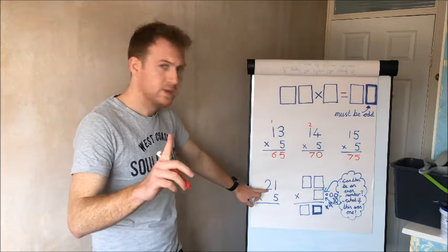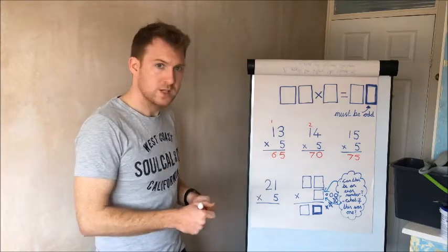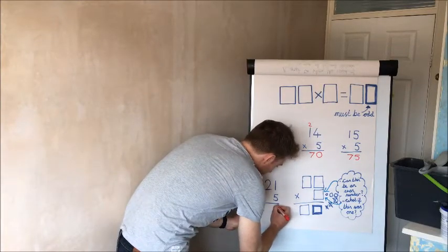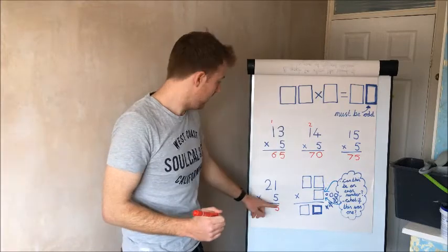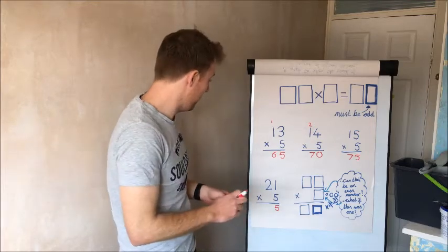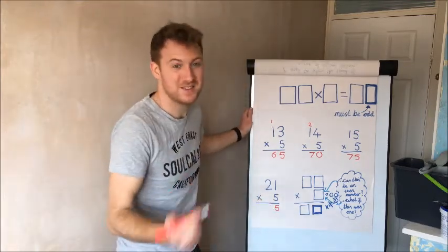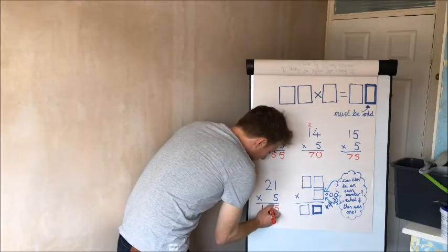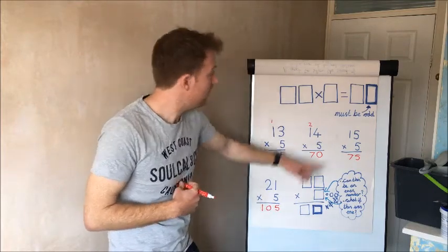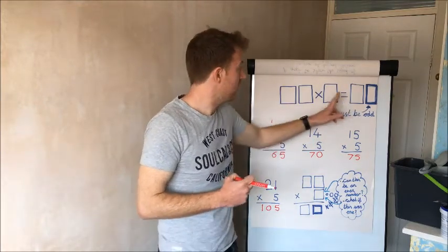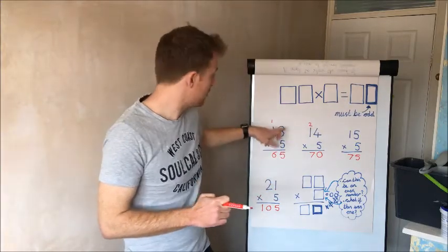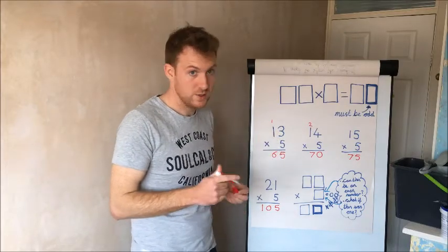But what about this one here? 21 times 5. Well, let's try it. So, 1 times 5 gives me 5. Nothing to carry. 5 by 2 tens gives me 10, lots of 10 tens. 105. The reason why I've shown you this one is because yes, it ends in an odd number, but does it satisfy the question? No, because it is a 3-digit number answer.